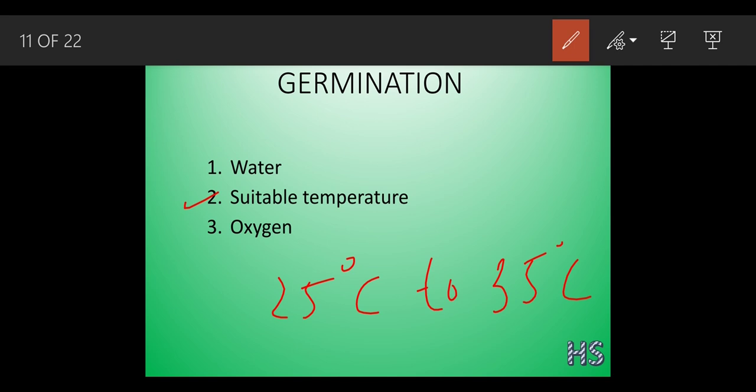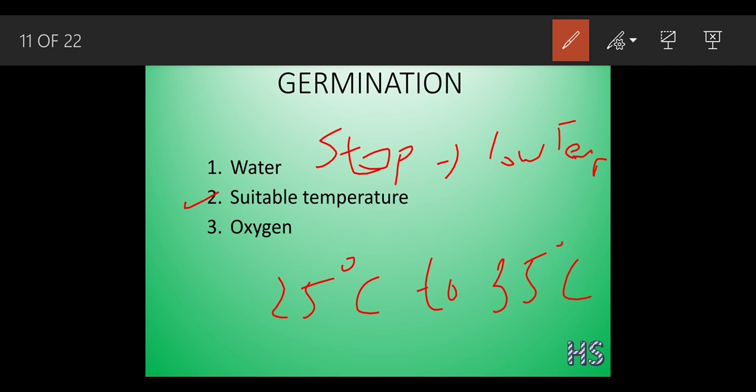Why? What happens at a very low temperature? It inhibits the growth of the embryo. What does inhibit mean? Inhibit means it stops the growth of the embryo at a low temperature.